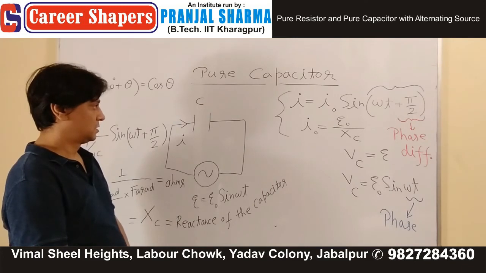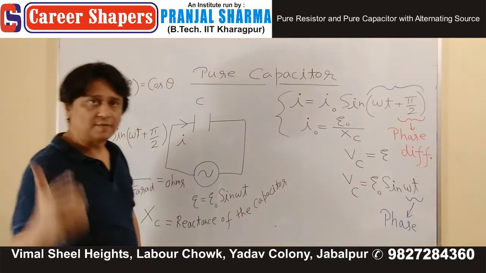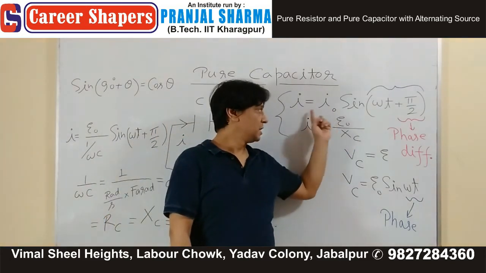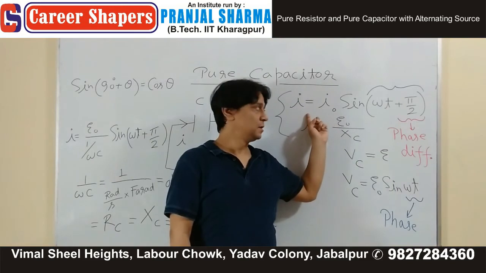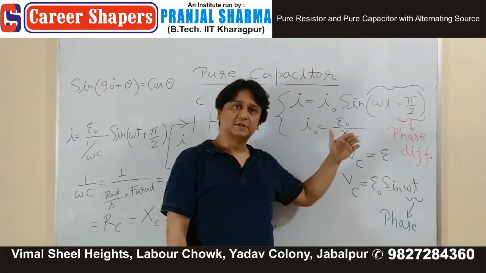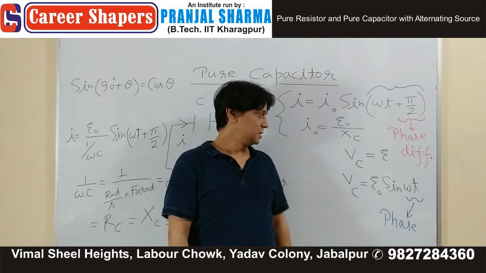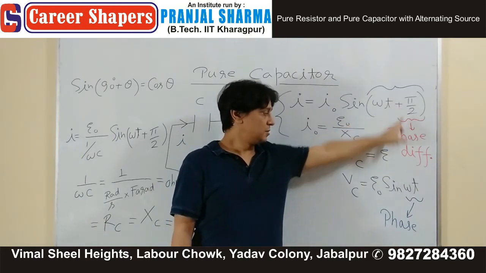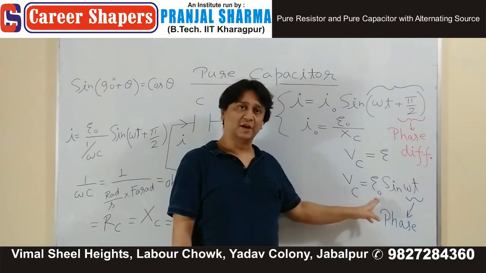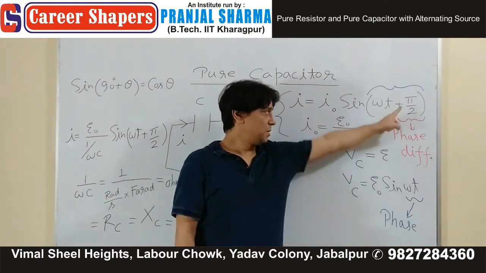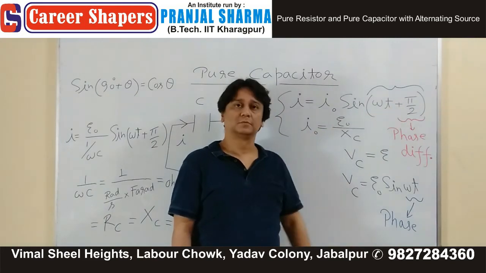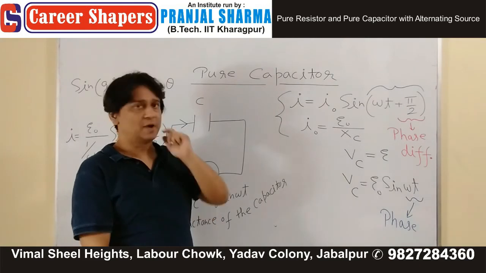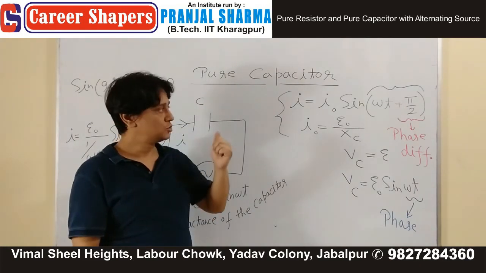This is the important part, and we say that current leads the potential difference by pi by 2. Current leads the potential difference by pi by 2.